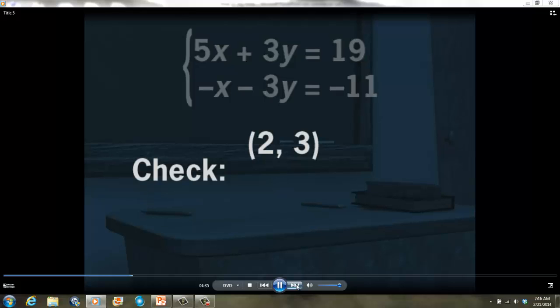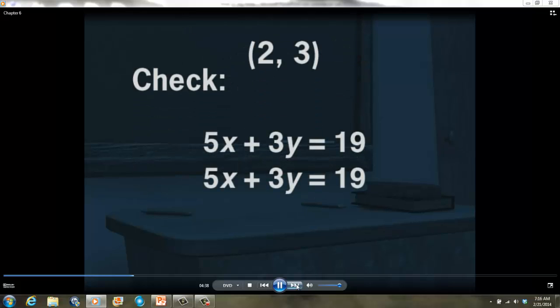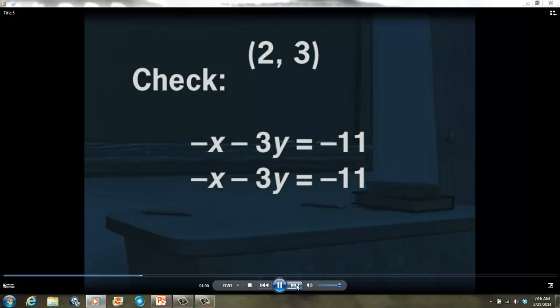So if I substitute 2 for x and 3 for y in the first equation, I get 5 times 2 plus 3 times 3 is equal to 19. That's the same as 10 plus 9 is equal to 19, or 19 is equal to 19. That's true. And if I substitute 2 for x and 3 for y in the second equation, I get negative 2 minus 9 is equal to negative 11. So this equation is true as well. The solution is correct.